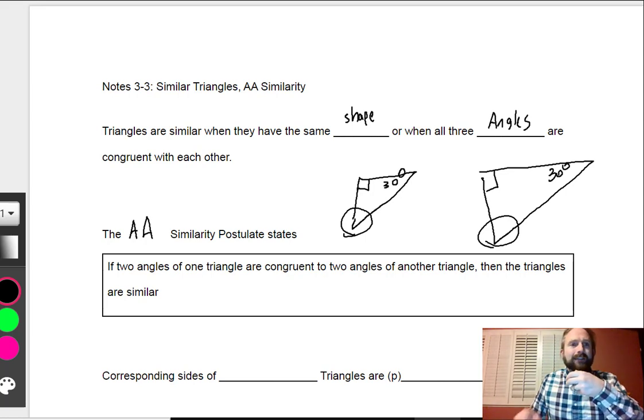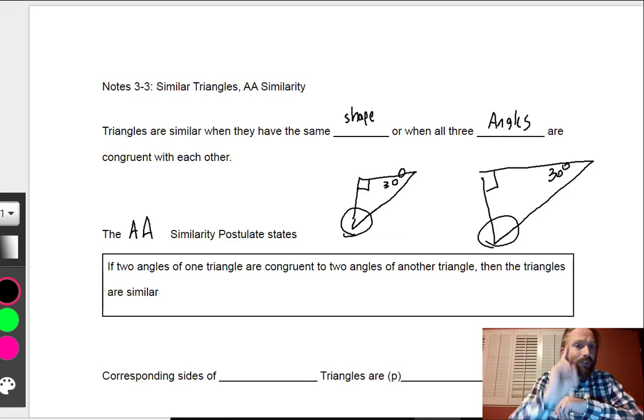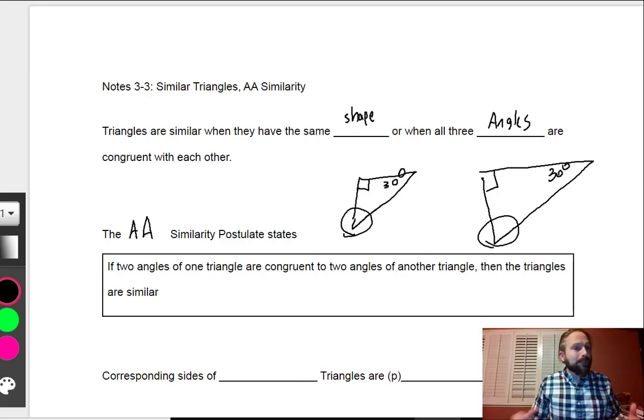This is what we call the triangle angle sum theorem. Like, the angles of a triangle are equal to 180. As long as we can prove that two of the angles are congruent, then the third angle has to be congruent. That's why we call this angle-angle similarity. We don't have to prove all three angles are congruent. We just have to prove two, because the third one has to be congruent.